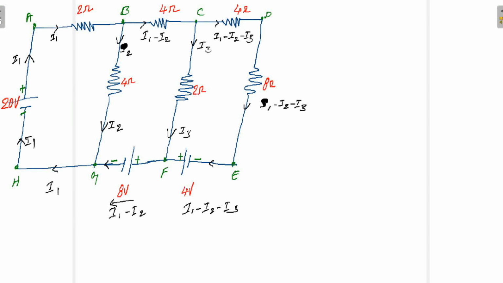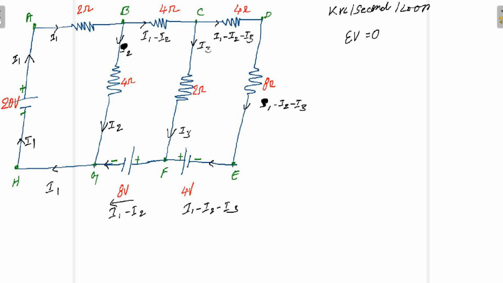Now what is our aim? We have to find the current flowing through this I1, that is of 8 ohms. For this we have to take the help of KVL, Kirchhoff voltage law. This is also called the second law, or loop law, or mesh law. What is KVL? According to KVL, sum of voltage rises equals sum of voltage drops, or the voltages within the loop must be equal to 0.